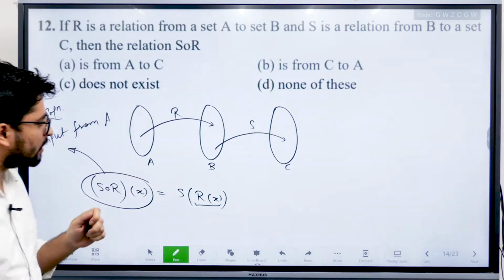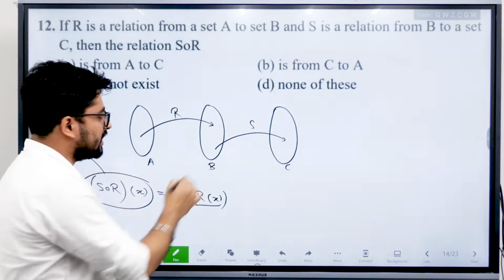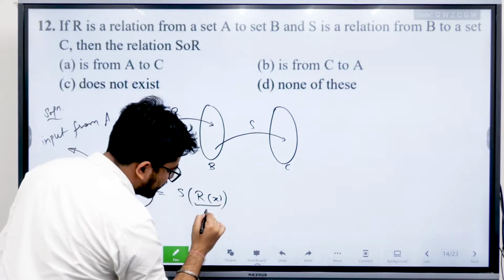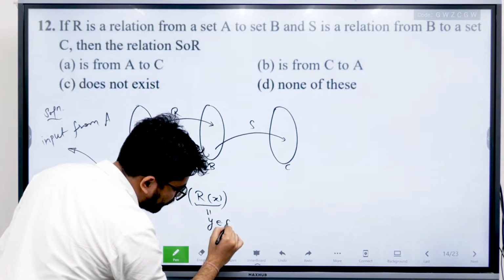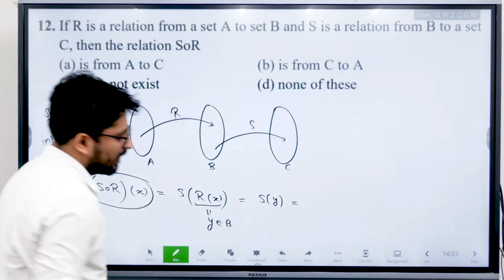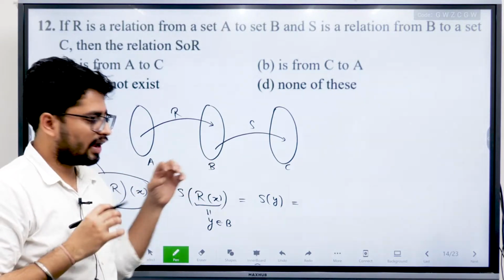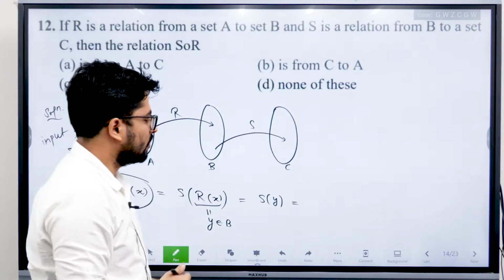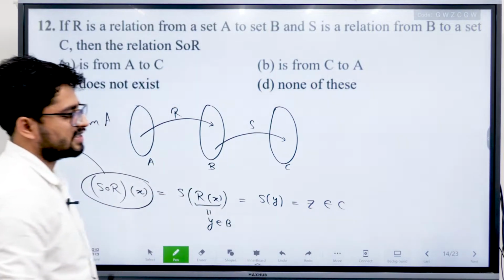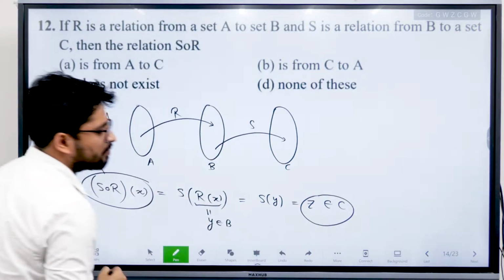Now, R(x) is an element of your B set. Let's say this is some y. This belongs to set B. So S of y means S takes inputs from B and leads to C. Let's say this is some z, which belongs to set C. So the output of S∘R belongs to set C.